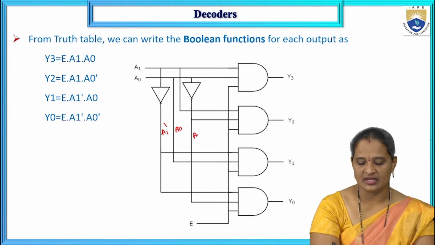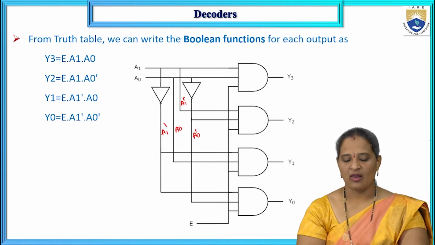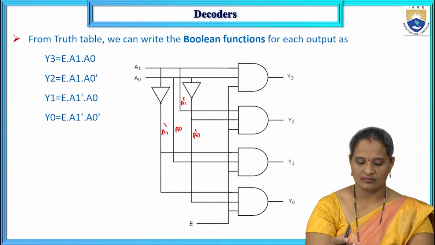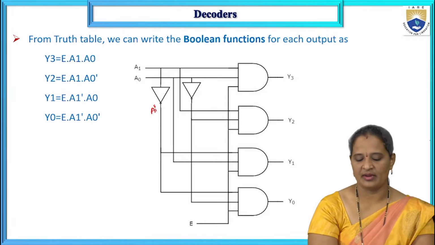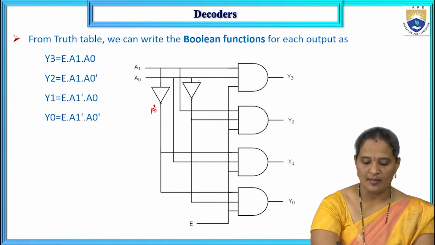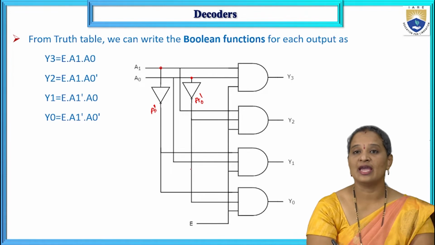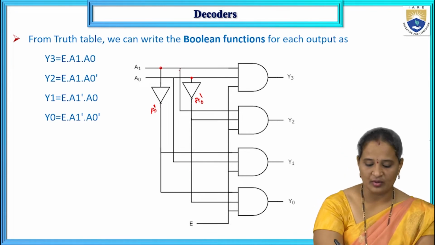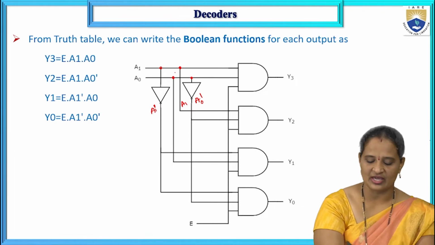Okay, and this line is A0 complement and this line is A1 complement. So here, sorry, this is A1, right? So this is A1 complement. Now, coming to this one, this is A0. From A0, I am taking an inverter, so this line is A0 complement. And what about this one? This line is taken from A1, so directly it is given A1, whereas this is taken from A0.